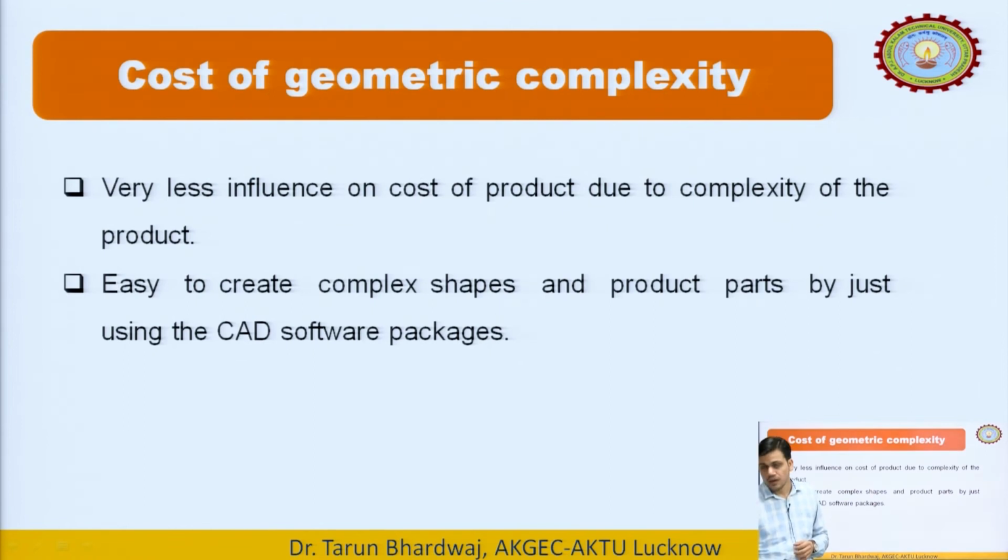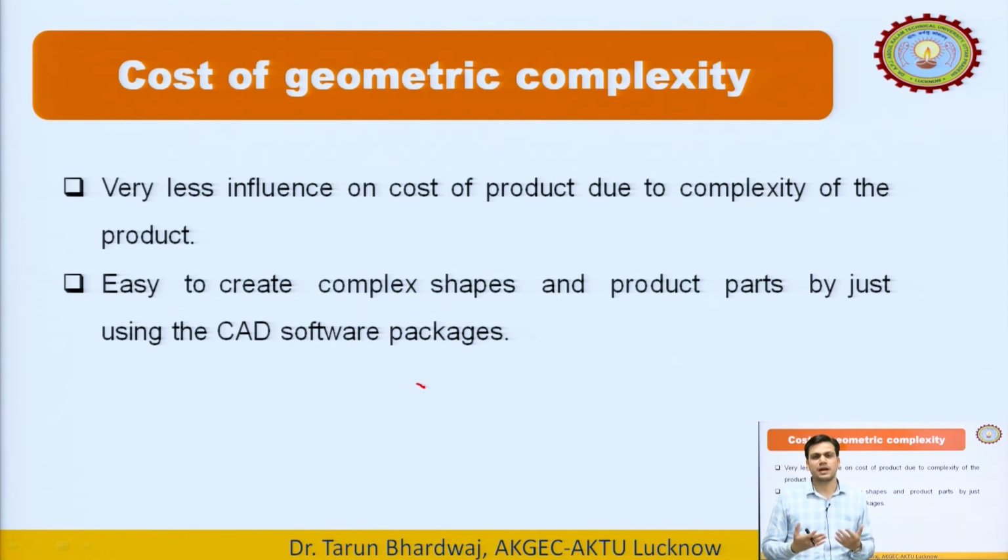Now, cost of the geometric complexity: very less influence on the cost of the product due to the complexity of the product. होता क्या है कि जब आप किसी भी मैन्युफैक्चरिंग इंडस्ट्री में जाएंगे तो वो आपको पहले प्रोडक्ट दिखता है कि that how your product is, तो वो क्या करता है कि ये तो बहुत कॉम्प्लेक्स है ना, तो वो आपसे पैसा उस हिसाब से फिर मांगता है, ठीक है. But over here complexity is not a part of the cost, because चाहे कैसा भी प्रोडक्ट हो, आपको क्या करना है, that you have to divide that whole product into the layers. Okay, so there is very less influence on the cost of any complexity of the product. Easy to create the complex shapes and the product part by just using the CAD software packages.